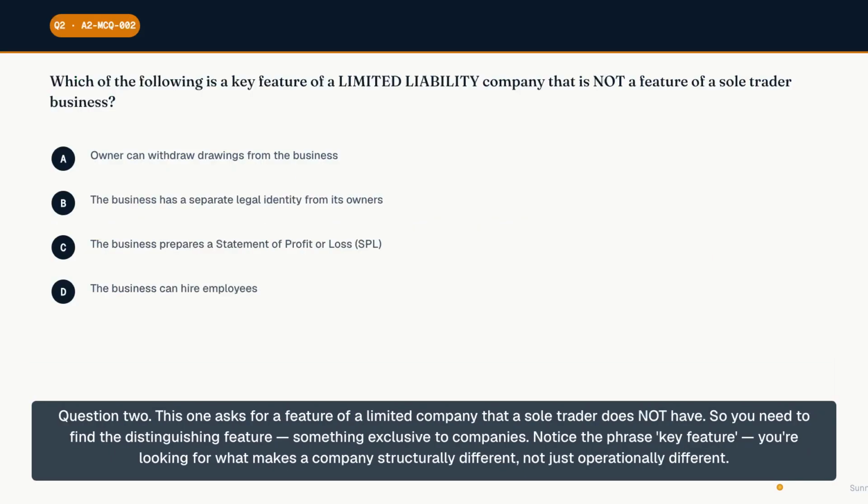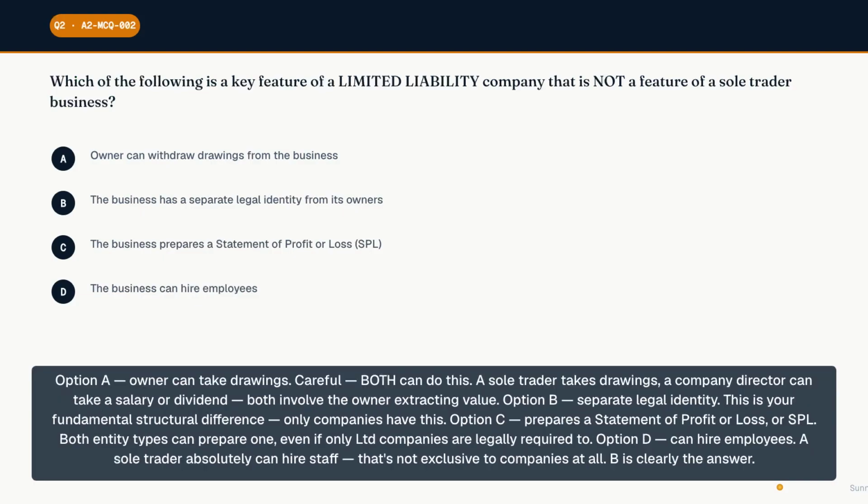Question 2. This one asks for a feature of a limited company that a sole trader does not have. So you need to find the distinguishing feature, something exclusive to companies. Notice the phrase key feature. You're looking for what makes a company structurally different, not just operationally different. Option A, owner can take drawings. Careful, both can do this. A sole trader takes drawings, a company director can take a salary or dividend. Both involve the owner extracting value.